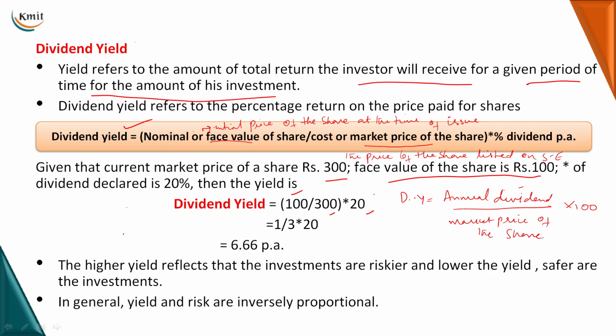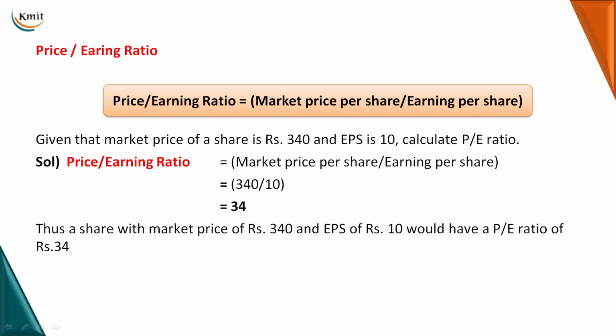So if you simplify these figures, it is coming to around 6.66% per annum. The higher yield reflects that the investments are riskier, and the lower yield refers safer are the investments. So generally, the yield, that is dividend yield, and risks are inversely proportional.